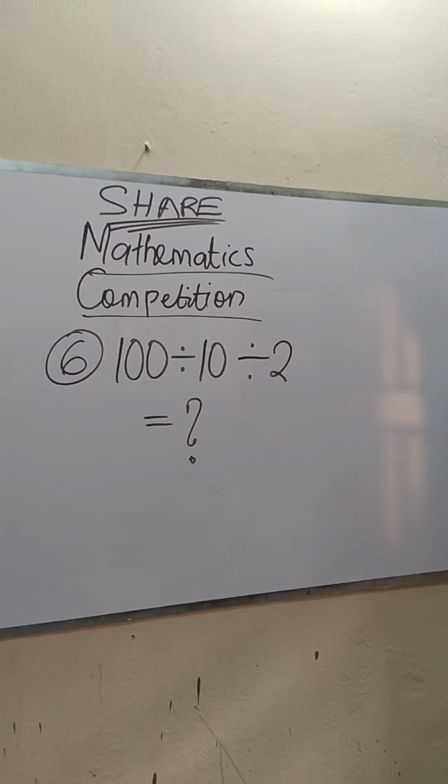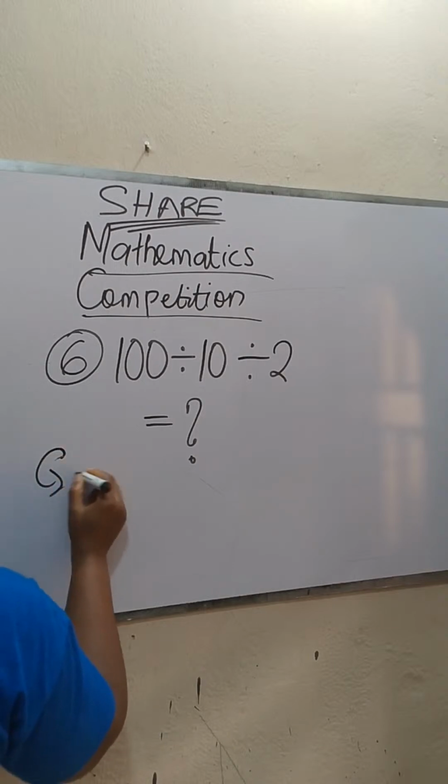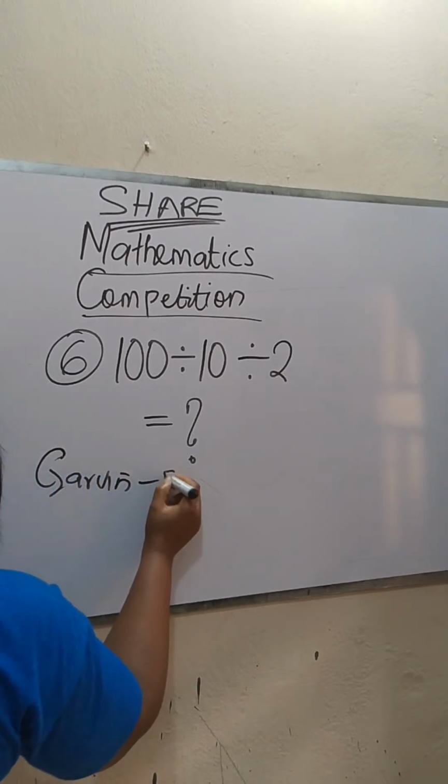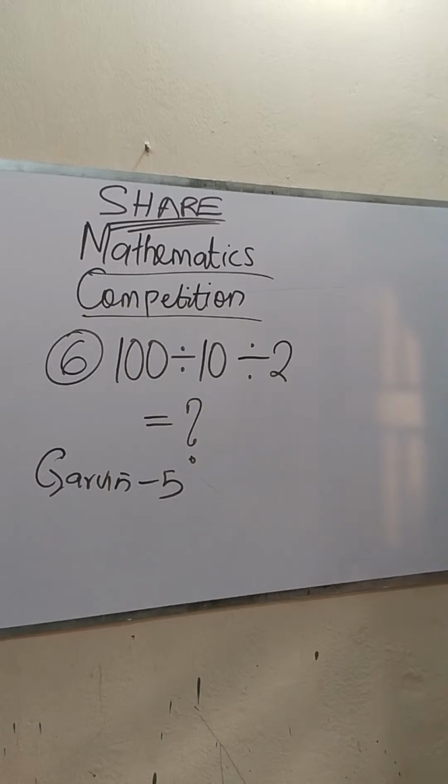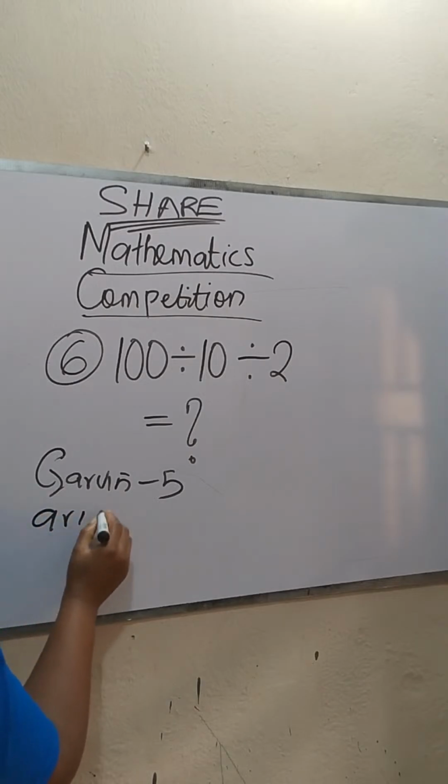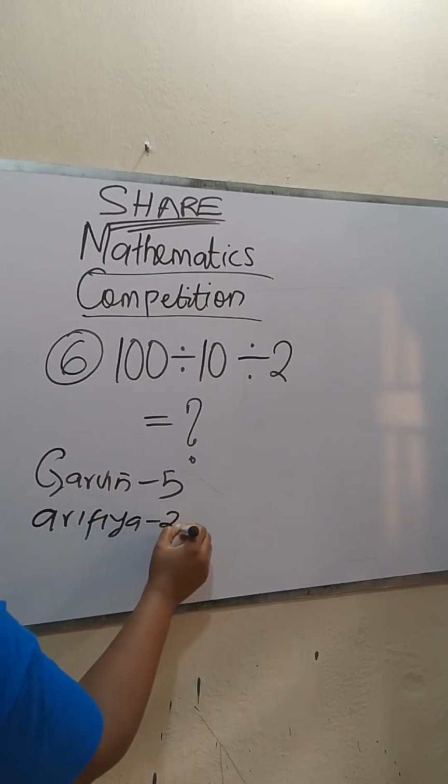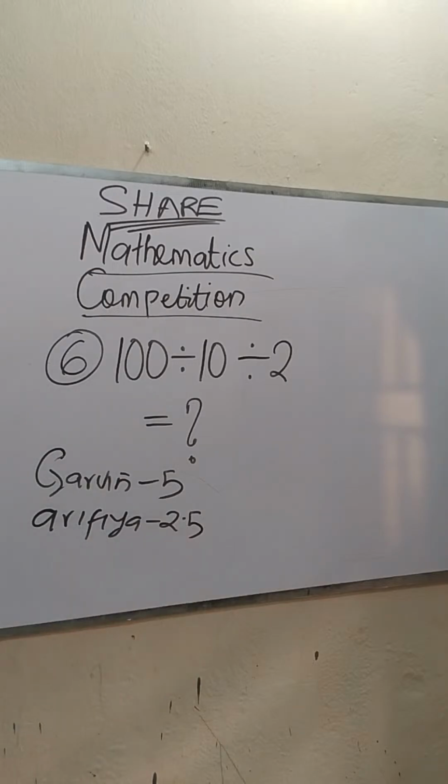Okay, thank you, Gavin. Gavin says 5. Arifia says, please back, I don't understand. What do you mean back? Arifia, 2.5, right? Okay, good. Arifia 2.5. So more answers, please.